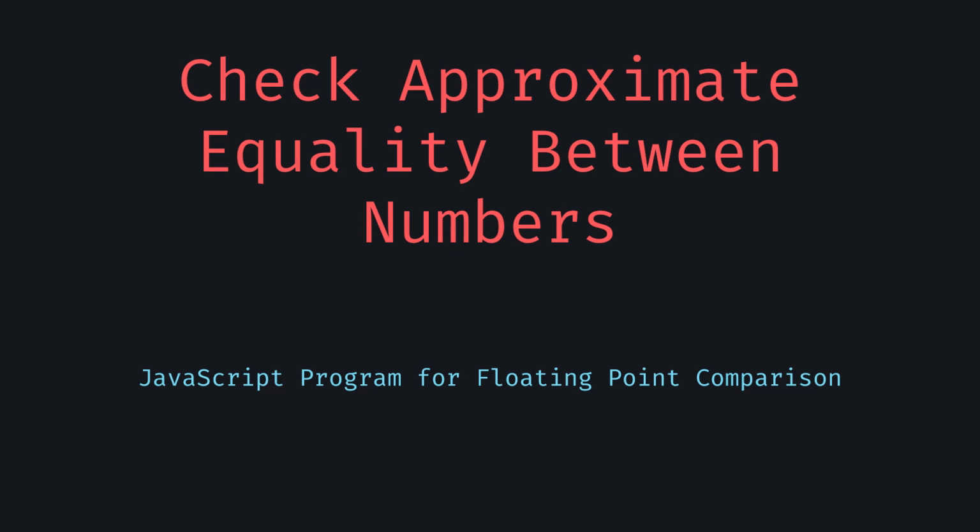Welcome back. In this video, we learn how to compare two numbers in JavaScript to see if they are approximately equal. This is especially useful when working with floating point values, which can have rounding errors. We'll use a tiny threshold value called epsilon to control how close these numbers need to be. Let's dive into the concept and solution.